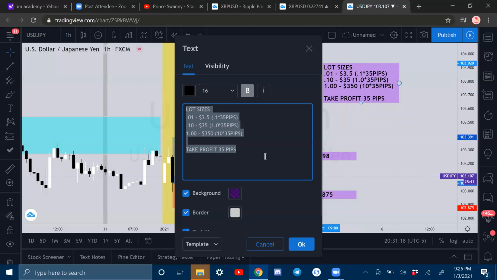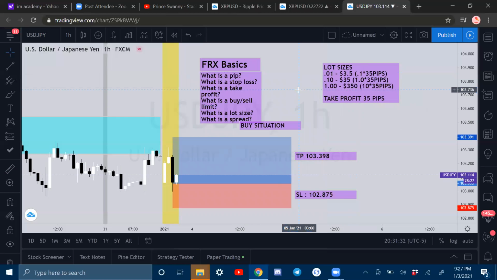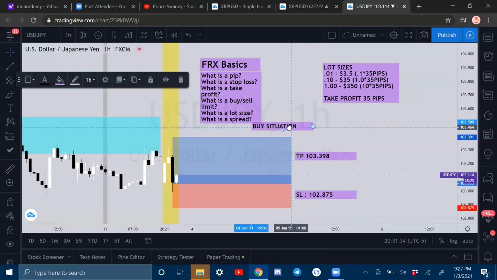You know, sometimes you might be using different lot sizes like 0.04 or like 0.57, 0.53, you know, 1.20. It all depends on what your risk management spreadsheet gives you. You want to follow that at all times. Always stick to your trading plan or else you're gambling.